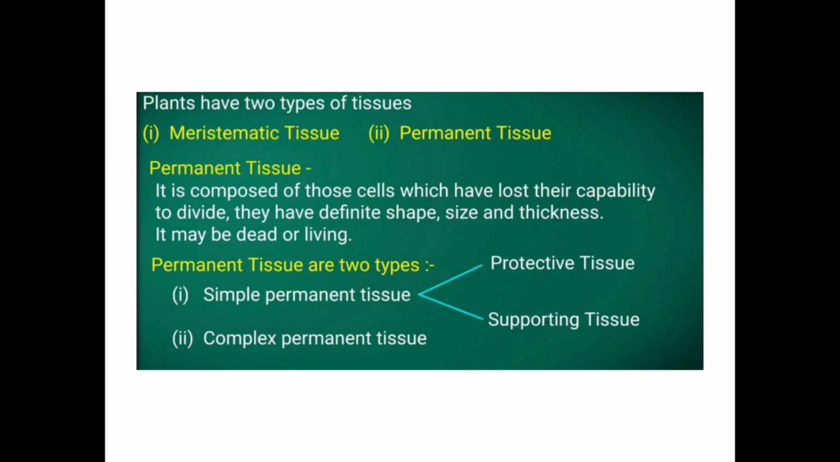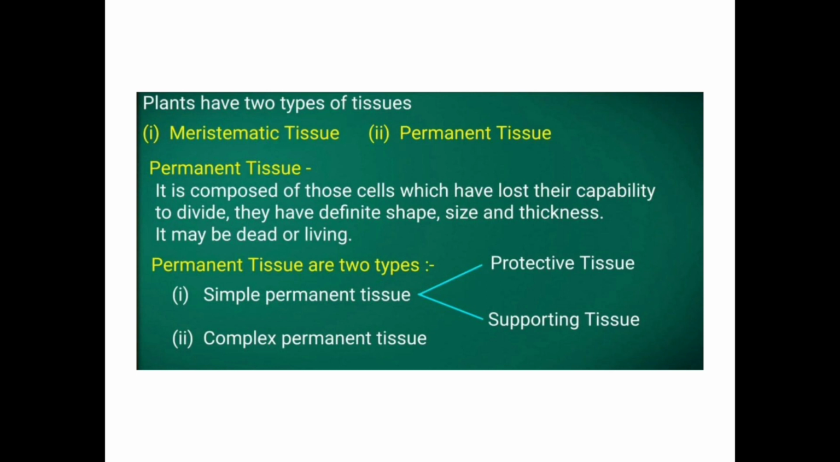So how is this permanent tissue formed? When these meristematic tissues, which had the ability to divide, lose this ability, that means first it was a meristematic tissue, then after so many divisions it loses that capacity to divide, and it is converted to permanent tissue. Okay, so this permanent tissue does not have the ability to divide. It has a definite shape, a definite size and a definite thickness. That means it will not increase in size.